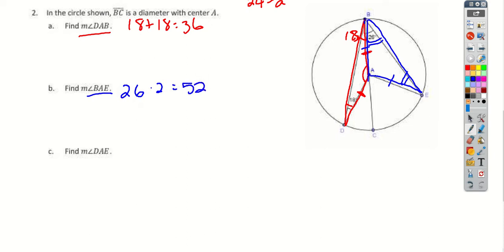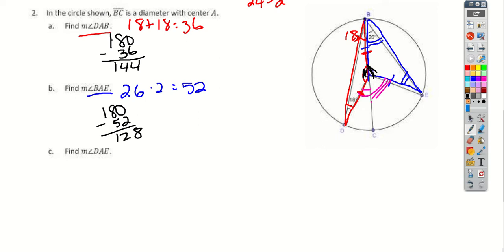And then DAE happens to be the 2 angles down here. So when we add those together, we just have to take this angle, which we know is, oh, you know what? We didn't even finish either of those. Let's go back a minute. DAB is this angle, so we actually have to do 180 minus 36, which is 144. And BAE is the angle over here, so 180 minus 52 is 128. And so these angles on the other side are just the supplements there, so they add to 180.